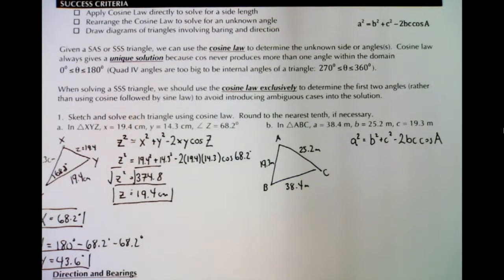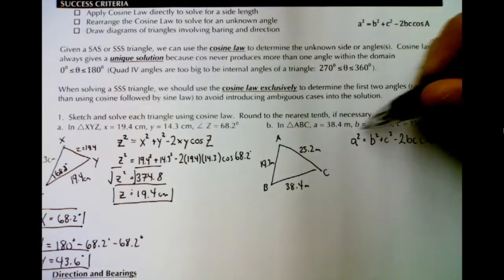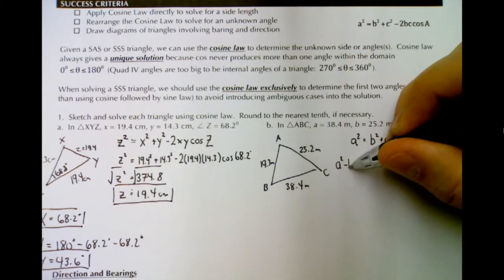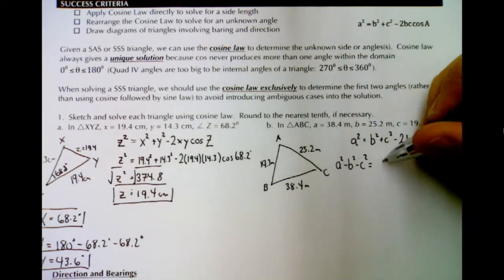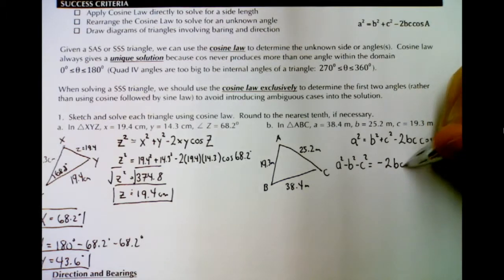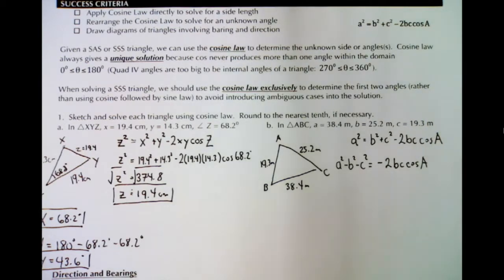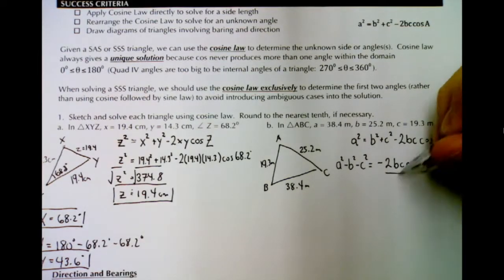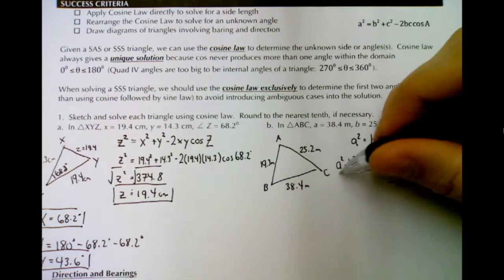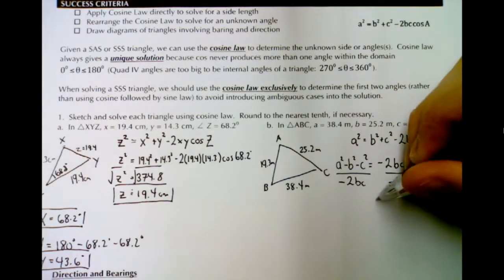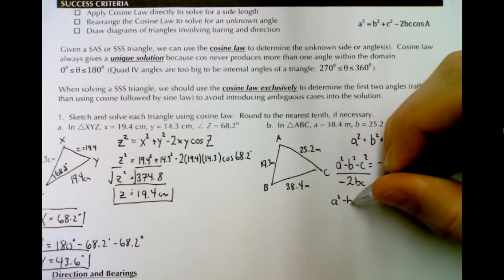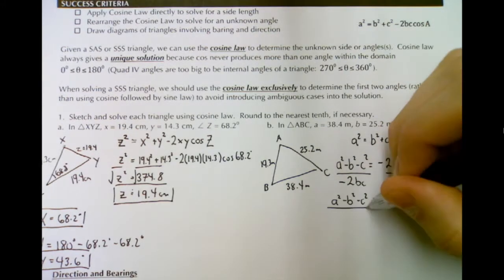So how do we rearrange this? Well, we start by moving the b squared and the c squared to the other side, making them negative b squared and negative c squared. So we get a squared minus b squared minus c squared. And that would be equal to negative 2bc cos A. So another step, we want to divide away everything in front of cos A. So we're going to divide both sides by negative 2bc.